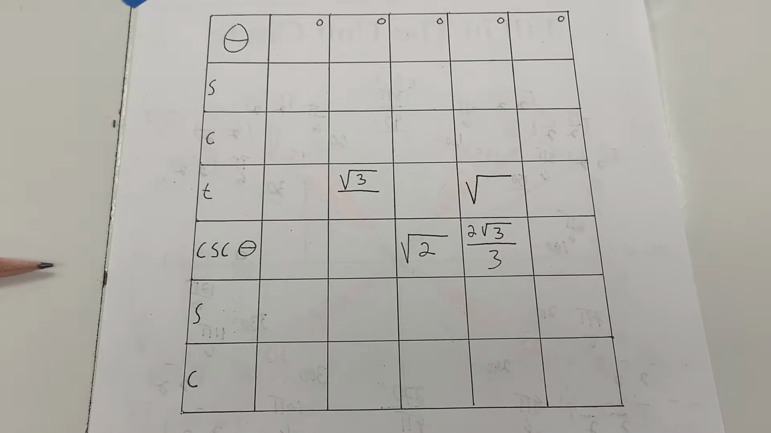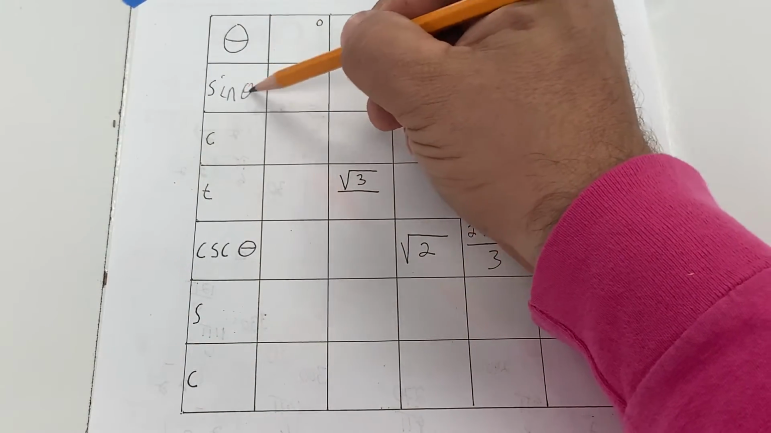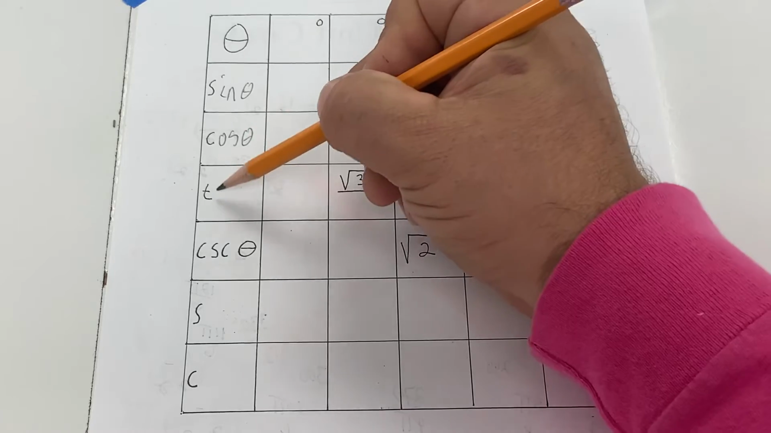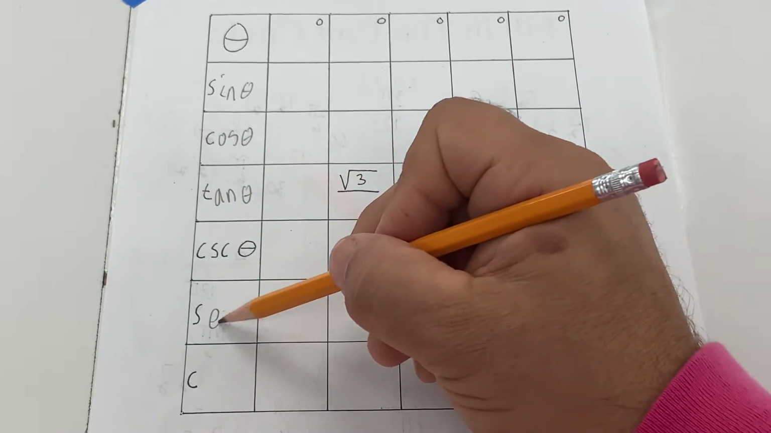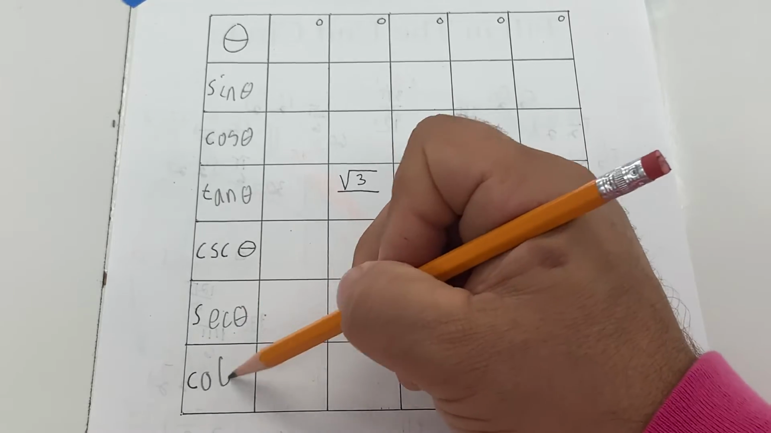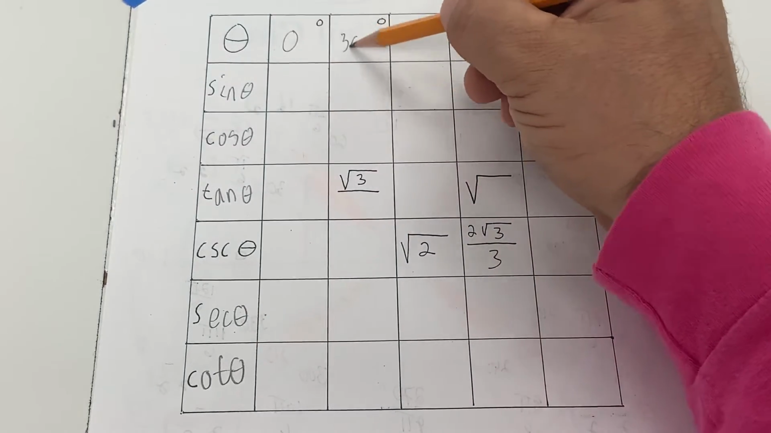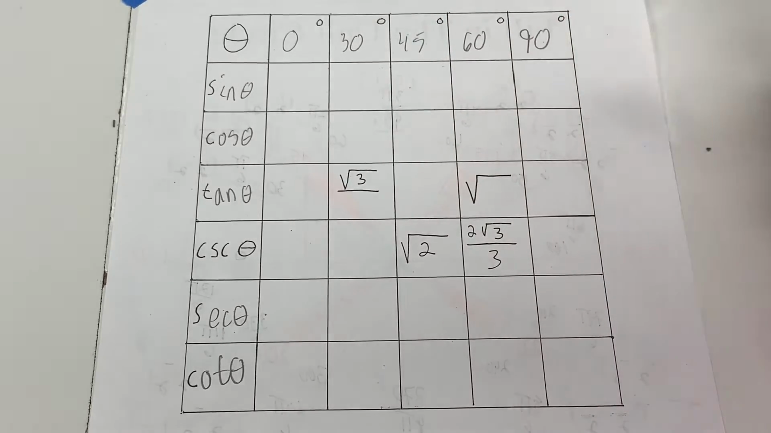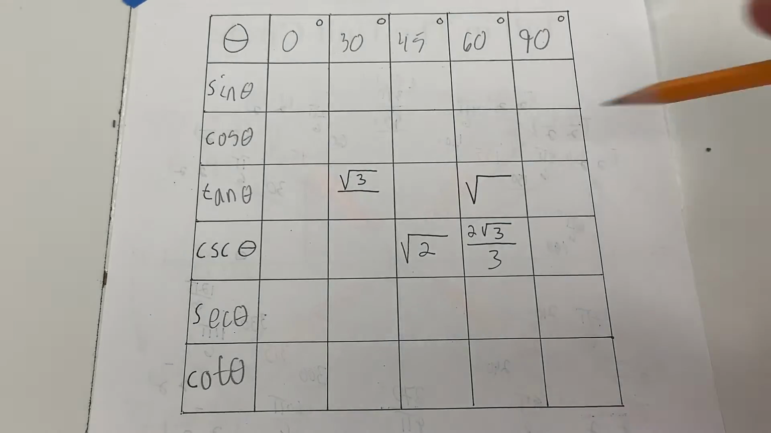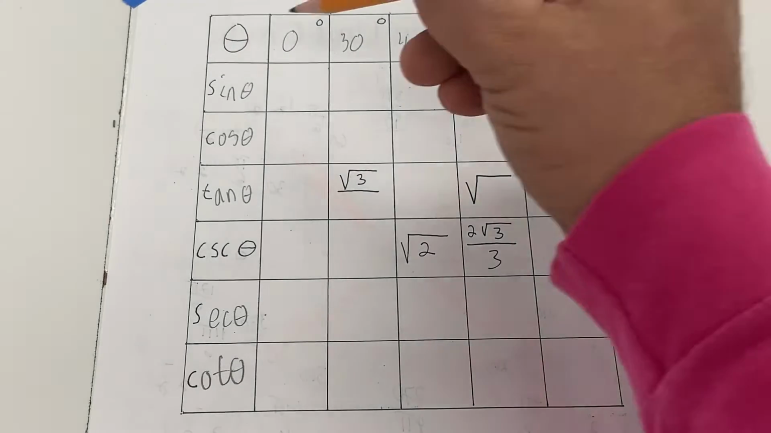I want to fill in this big trig table using patterns. So this is theta, sine theta, cosine theta, tangent theta, cosecant theta, secant theta, cotangent theta. 0 degrees, 30 degrees, 45 degrees, 60 degrees, 90 degrees. Now to fill it in, it's going to use a couple of patterns, a couple of memory mnemonics.